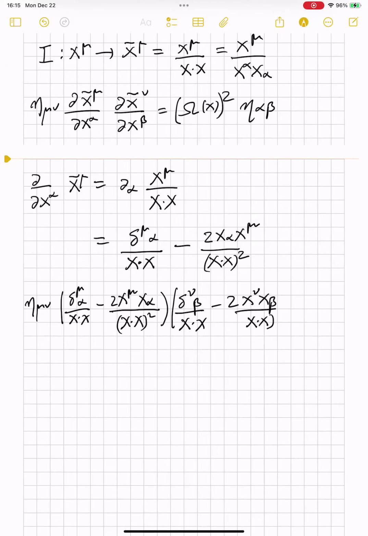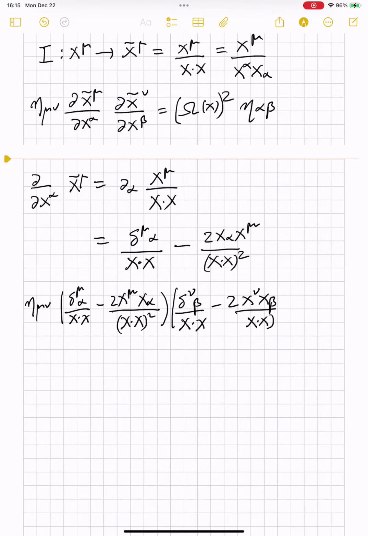Okay, so let's multiply the first term in the first bracket with the first term in the second bracket. So if we multiply these out, what do we get? Well, we'll have a 1 over x dot x squared. And then the delta mu alpha will change the mu index into an alpha, and the delta nu beta will change the nu index into a beta. So we've got an eta alpha beta. Next, let's multiply the outer terms. So if we do that product, what do we get? Okay, so that was the blue term.